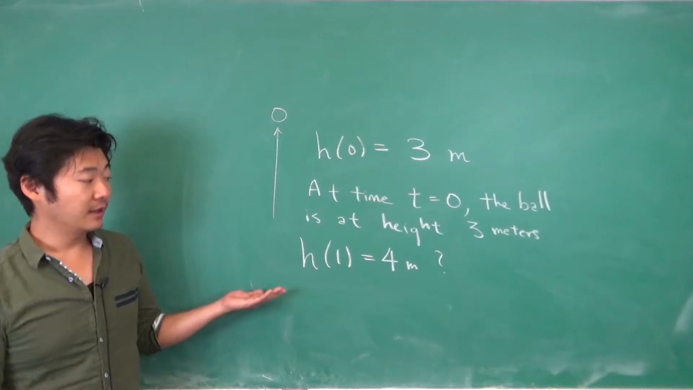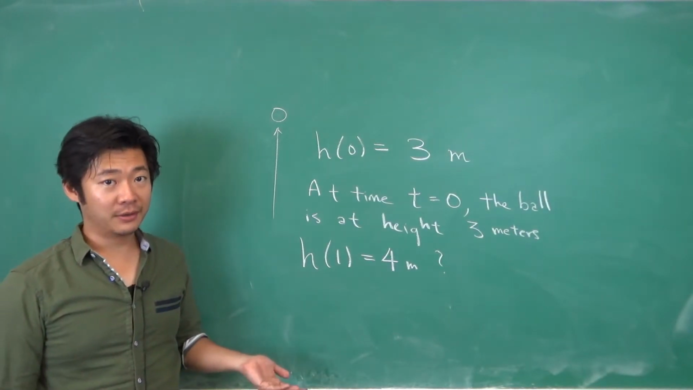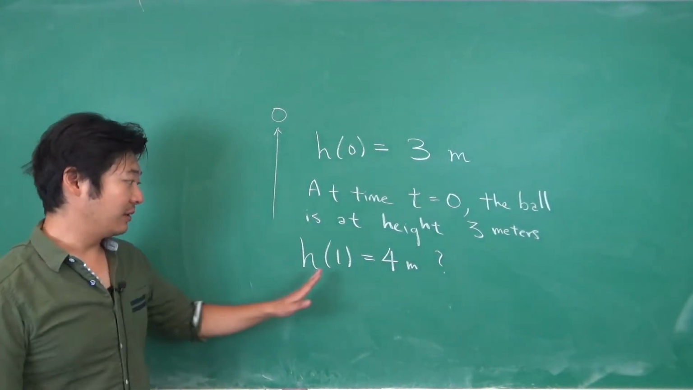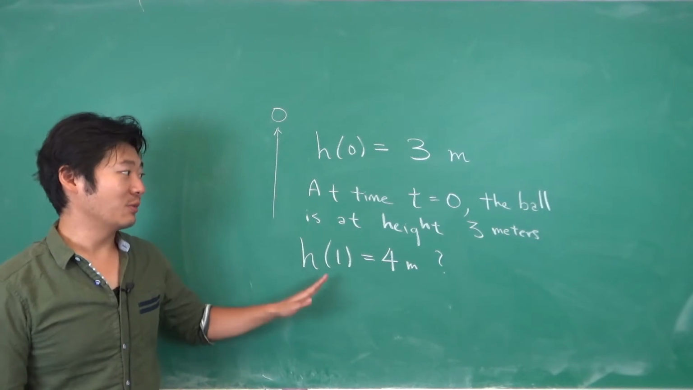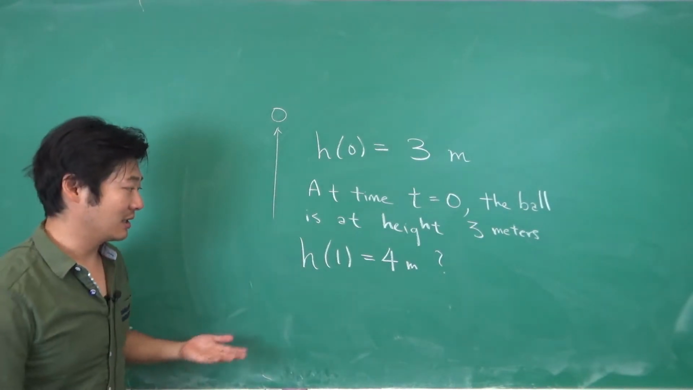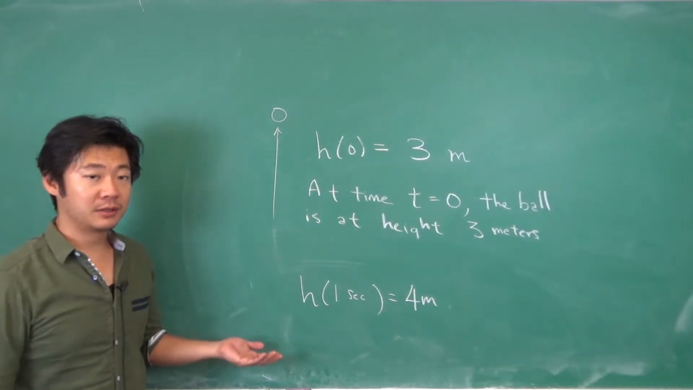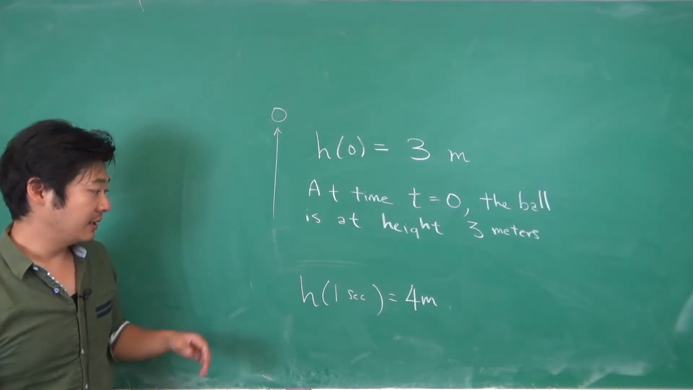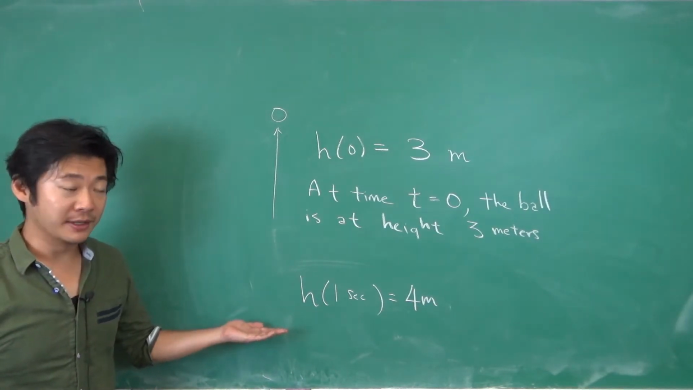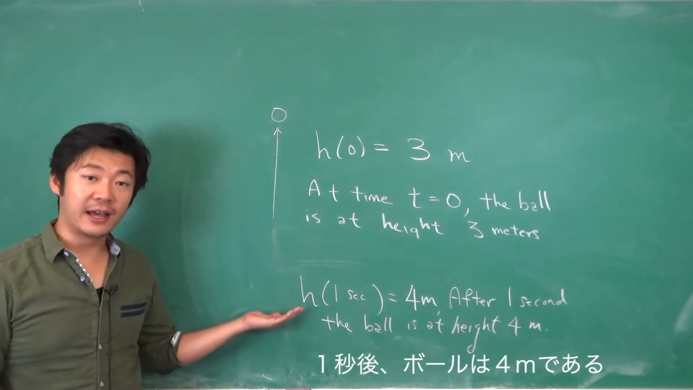Well, what about h of 1 equals 4? Well, we haven't really made clear what we mean by 0 and 1 for t, so let's just say it's going to be 1 second. So that t is in seconds, then this would just be after 1 second, the ball is at a height of 4 meters.